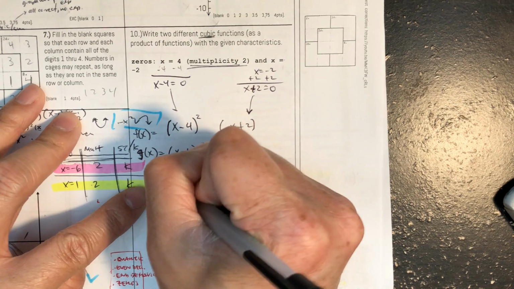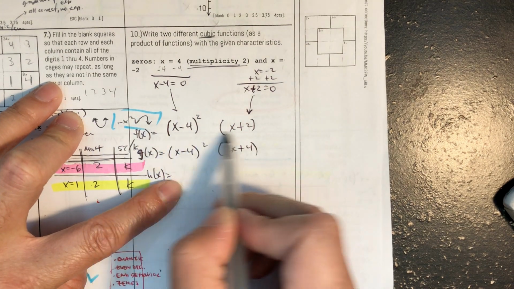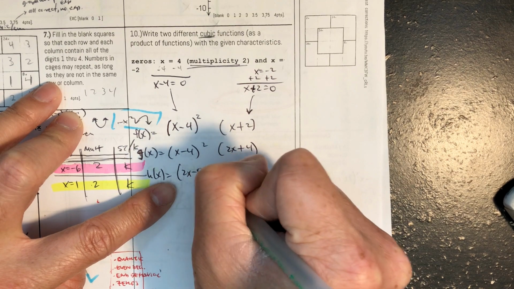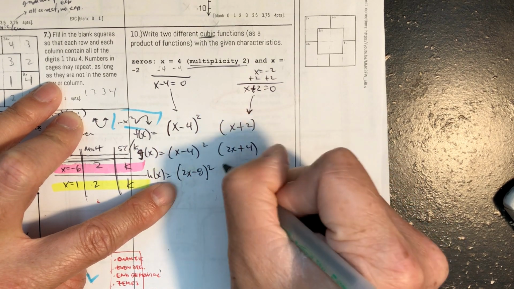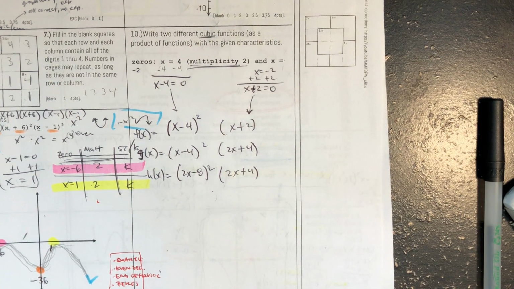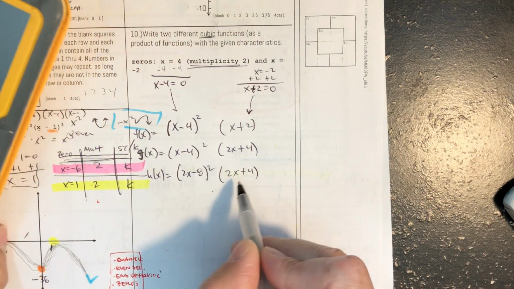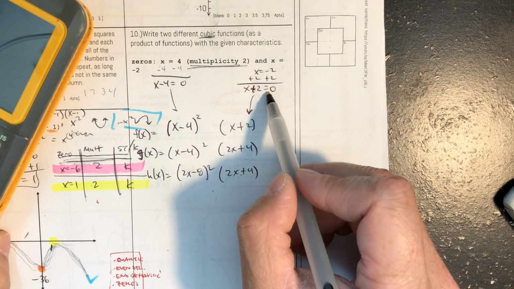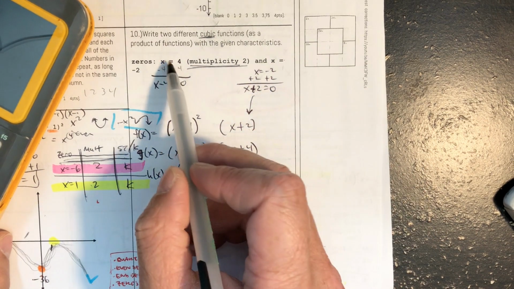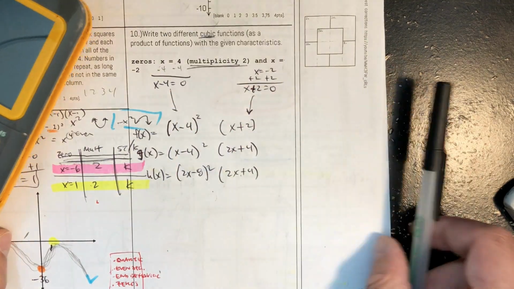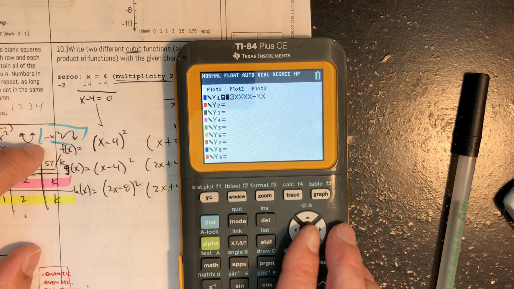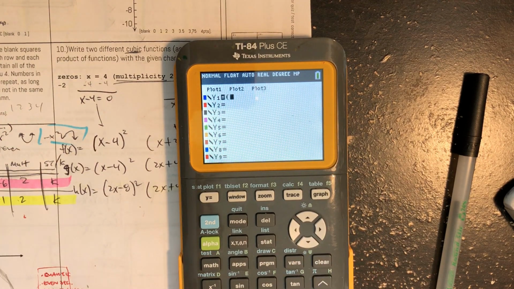Or if you did h of x, let's try a different one. Let's just say you doubled both of them: (2x minus 8) squared, and then this one you have 2x plus 4. Basically what it's saying is that if you set this equal to 0, you'll still get x equals negative 2. Or if you set those equal to 0, you're still going to get x equals 4. But the graph's going to have a little bit more energy. Let me prove that to you guys.